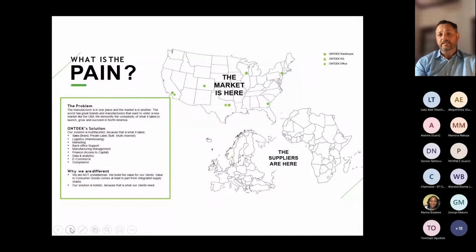Now, that problem is a multifaceted problem statement. It's not just about knowing an importer, or not just about shipping a container. It's really about creating an ecosystem, a central command in another market where you can take control over everything from sales, logistics, marketing, even sometimes part of the supply chain management, order management, back office, and all the rest.